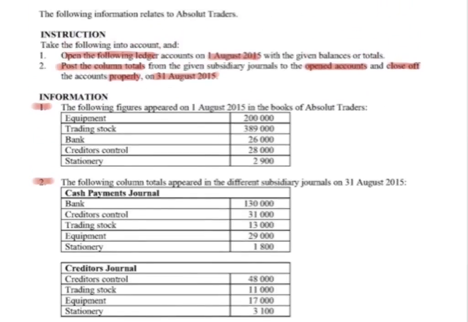When we start, information number 1: the following figures appeared on the 1st of August 2015 in the books of Absolute Traders. Out of these 5 accounts that they've given us, 4 of them have been asked, so we only need to do these 4. Bank, however, was not asked, so this is just extra information. We don't need to show bank. When we go to the general ledger and take these balances with us, let's figure out where to put them.